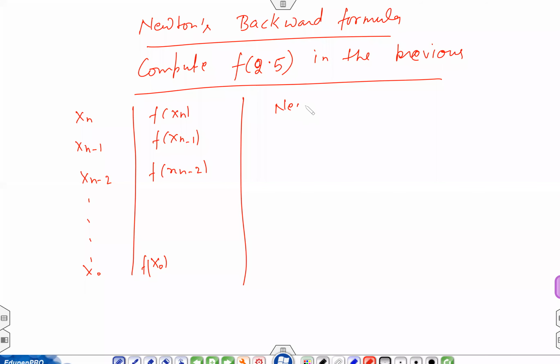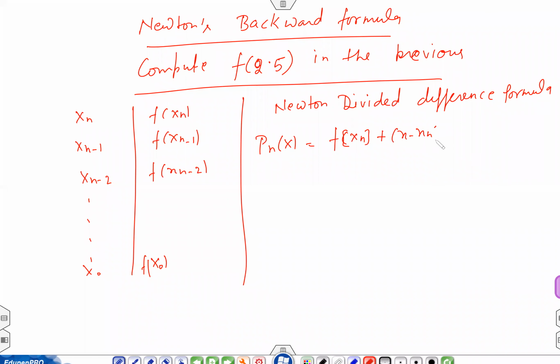Now in the Newton divided difference formula, x0 is replaced by xn. So Pn of x is f of xn, plus x minus xn times f of xn minus 1, and so on, plus x minus xn, x minus xn minus 1, and so on, x minus x1, times f of xn to x0. So this is your Newton divided difference formula.